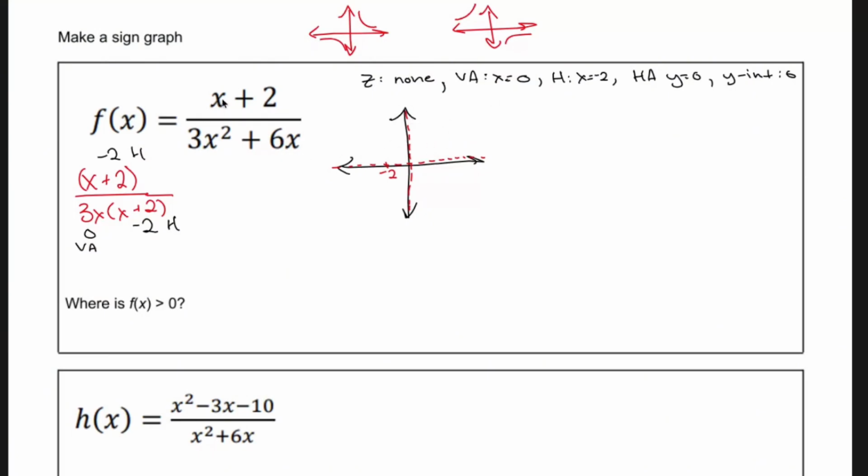Let's pick some arbitrary number that I know we're allowed to pick, that I know exists, like 1, and see what we get if we plug in 1. If I plug in 1, which lives right here, and get a positive number, I know I get this picture. If I plug in 1 and get a negative number, I know I get this picture. So f of 1 is going to be 1 plus 2 over 3 times 1 squared plus 6 times 1. And it doesn't take a rocket scientist to figure out that this is going to be a plus sign. So our picture is going to look like this, okay?